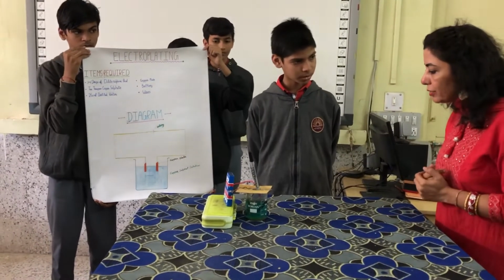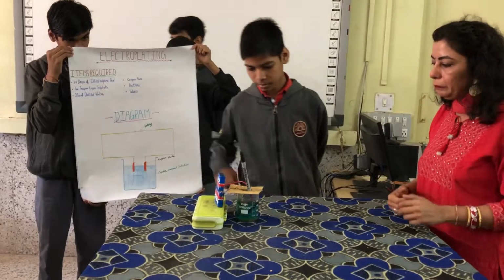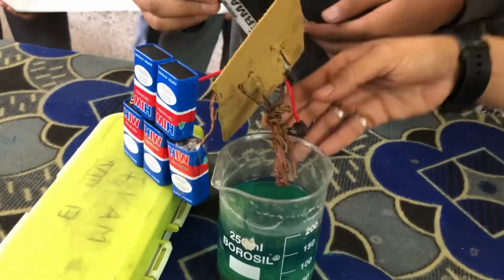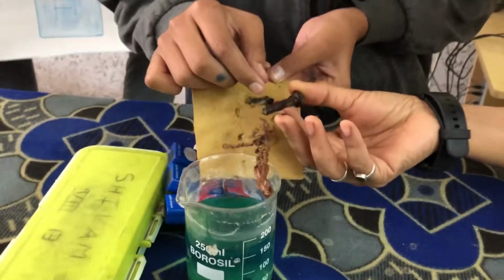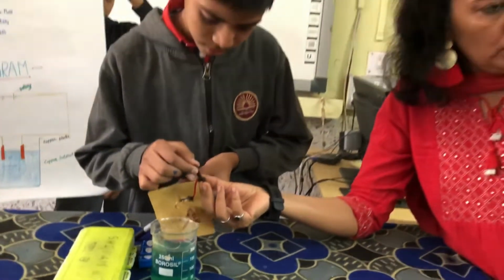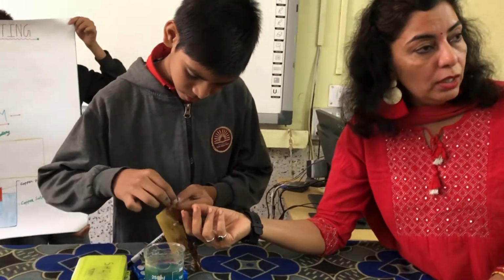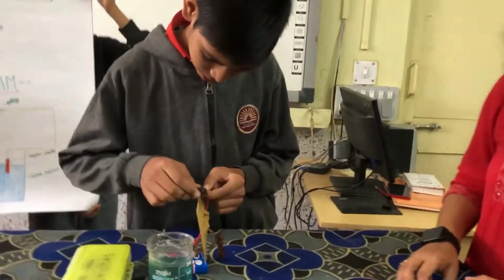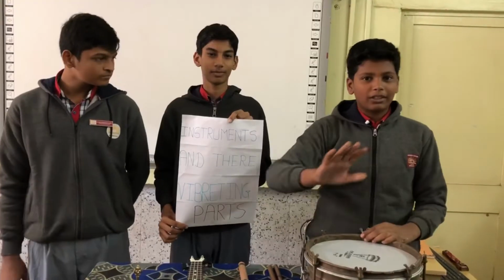Can you show us the electroplating? Is it already done? Yes, ma'am. Show us. So a little bit of copper is deposited over the iron bolt. If we keep it for more time, then more deposition will be there. Okay, very good.